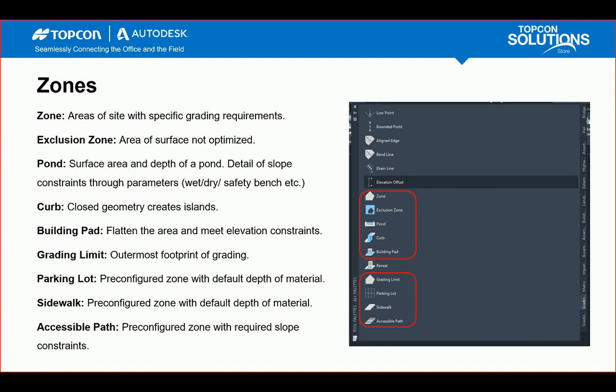Building pad, all this does is flatten the area and meet elevation constraints so that that surface will slope up to the building pad. Grading limit, this is the outermost footprint of grading. So this is basically the extent of your project. And you can set generic constraints for your grading limit. Parking lot, pre-configured zone with a default depth of material. Sidewalk, pre-configured zone with a default depth of material. And accessible path, pre-configured zone with required slope constraints. So one thing you'll notice is parking lot, sidewalk, accessible paths, very similar to each other.